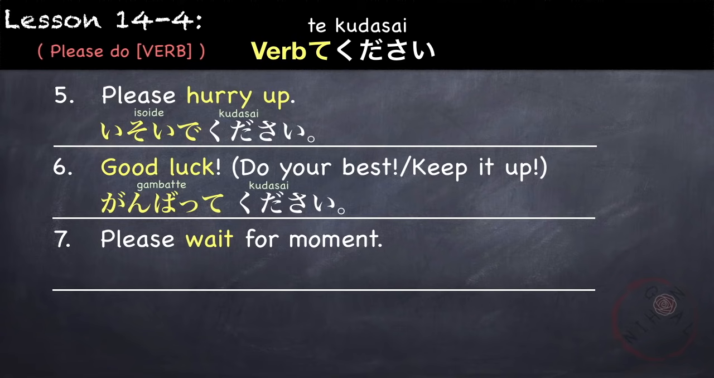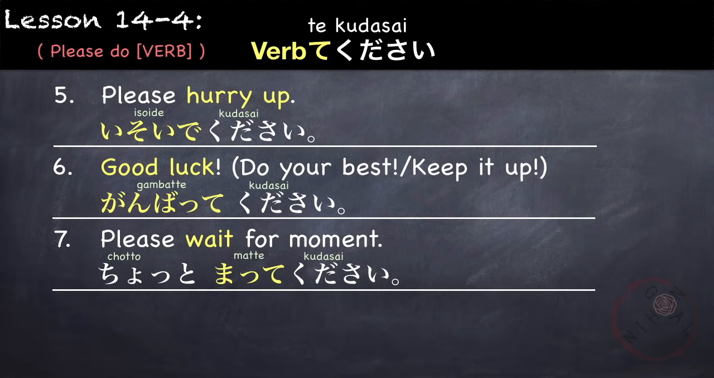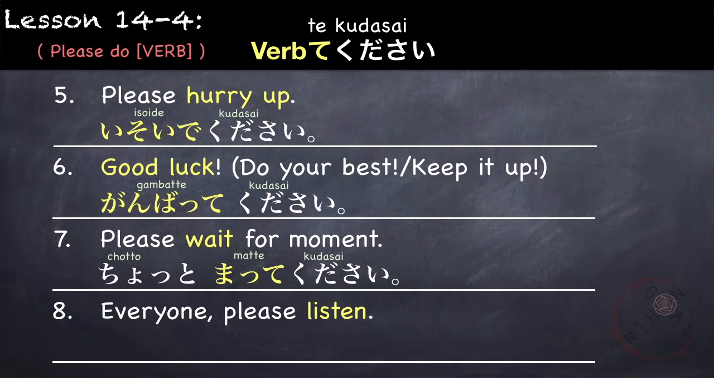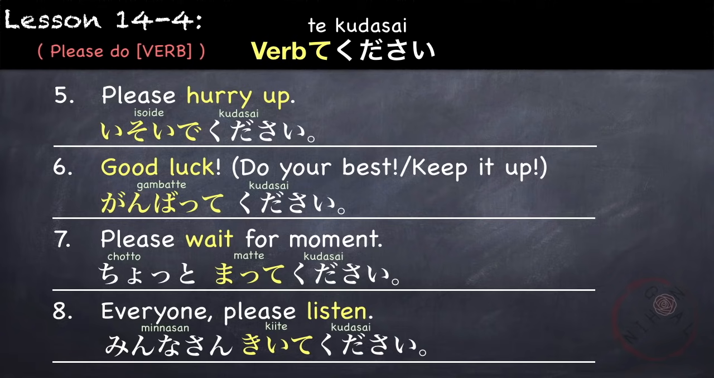Please wait for a moment. For a moment is ちょっと. Wait is 待ちます or 待ってください. ちょっと待ってください. Everyone, please listen. Everyone is みなさん. Listen is 聞きます. It becomes 聞いて followed by ください.